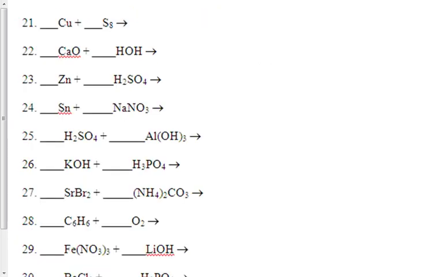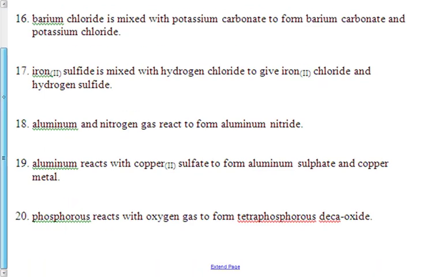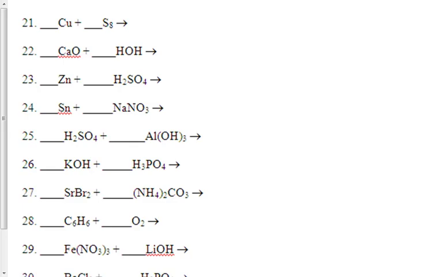Last section. All you have to do for the last section is predict the products and balance. You do not need to write in words. You just predict and balance. It'll be just like your quiz was. You'll get 1 mark for each of the products and 1 mark for a balanced equation. Okay, everybody follow me there?